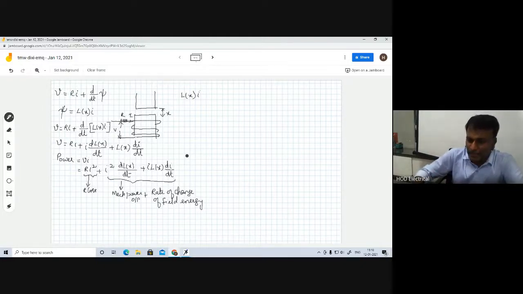So let me analyze. We are going to split this equation. Let me call this equation 1. Which one is the mechanical power output and which one is the rate of change of field energy? For that, let me take the rate of change of field energy alone.